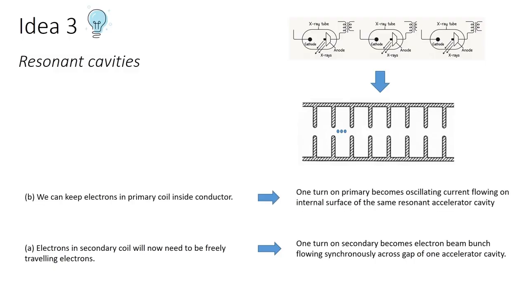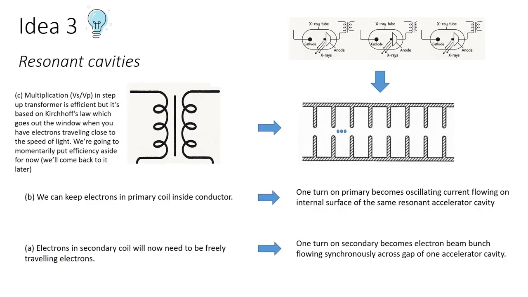Second item in the list, we can keep electrons in primary coil inside conductor. So in this new picture, one turn on primary coil becomes oscillating current flowing on internal surface of the same resonant accelerator cavity. The third item in the list, you'll remember, is simply the fact that we'll have the same number of primary turns as we do secondary turns. And what that corresponds to in the new picture is simply that the number of cavities will be equal to the number of gaps seen by the electron beam, which is obviously true.